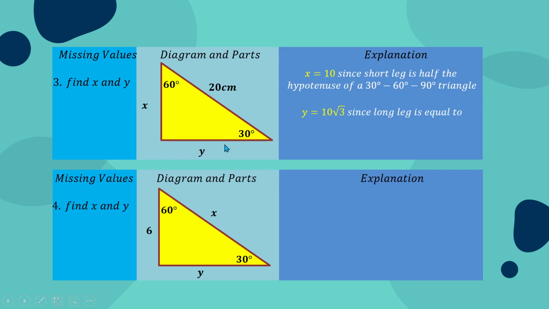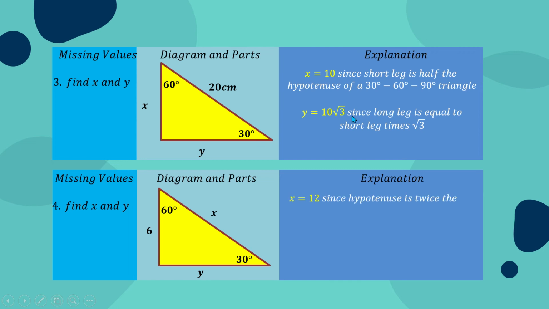How about for the value of y? Our side y, or the long leg, is short leg times square root of 3. Long leg is equal to short leg times square root of 3. Where sa to solution, the short leg is 10. So therefore, the long leg is 10 square root of 3. So kung say short leg, measurement niya, times lang sa square root of 3. So mo ng 10 square root of 3.